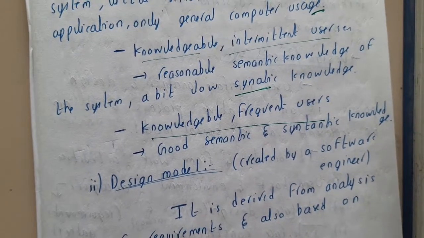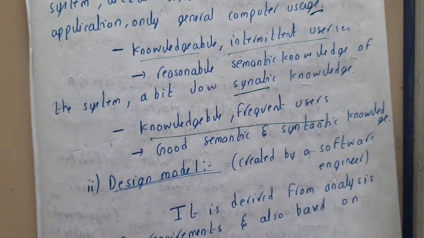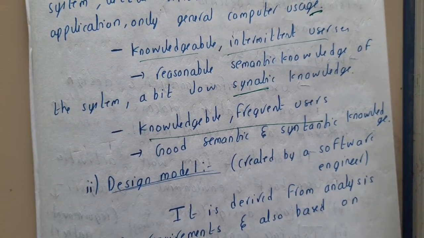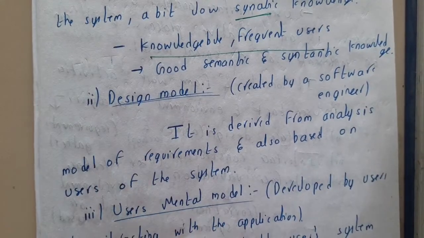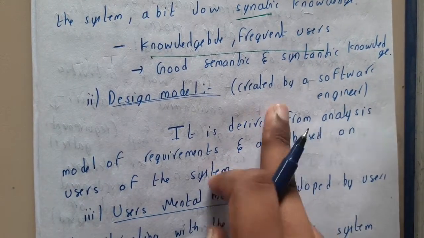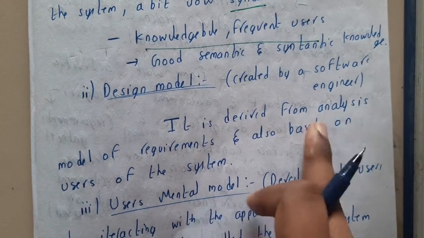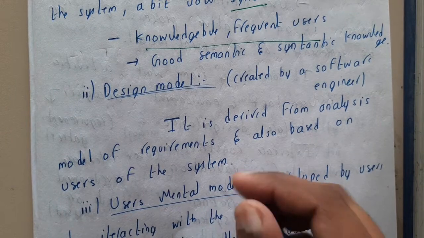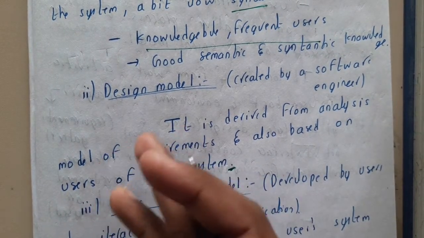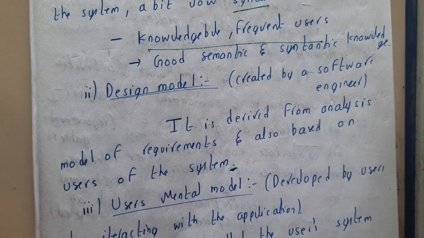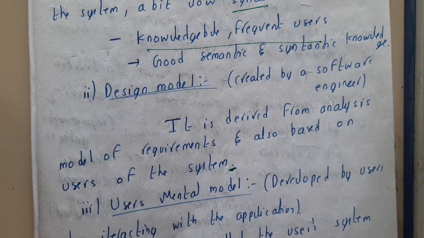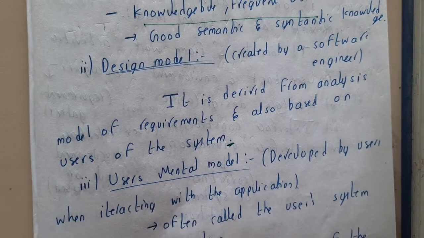To differentiate into these components and to put everyone on the same platform, whoever has no idea should also be able to use your app. In that way you need to make the UI. Next, the design model. This is created by the software engineer. It is derived from the analysis model of requirements and also based on the user of the system. Basically you will be designing the user interface models also, and based on that you will decide whether it is best or not. That is nothing but the design model.